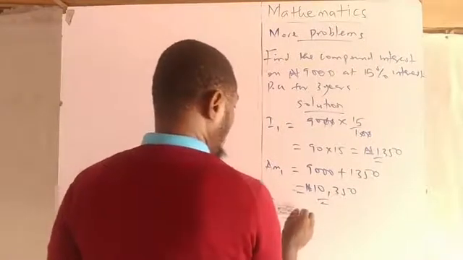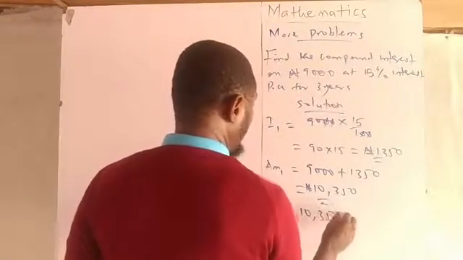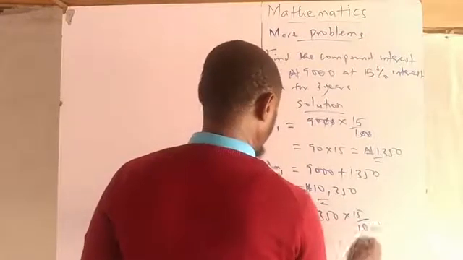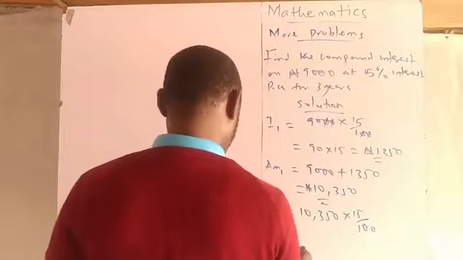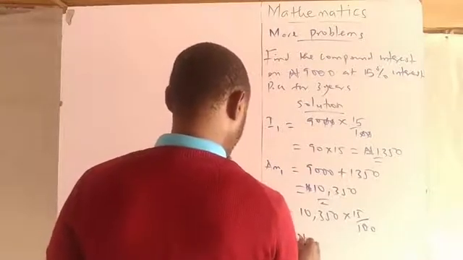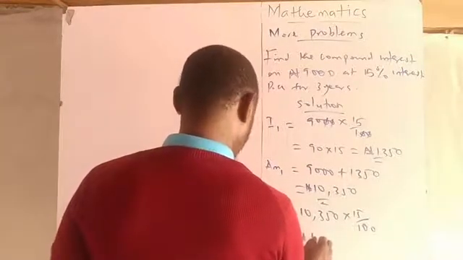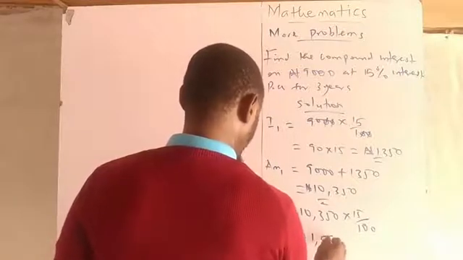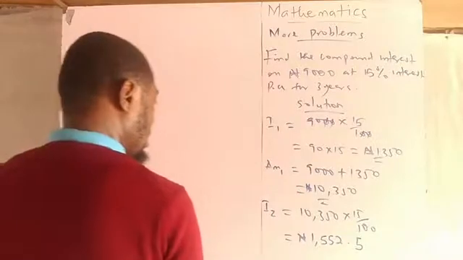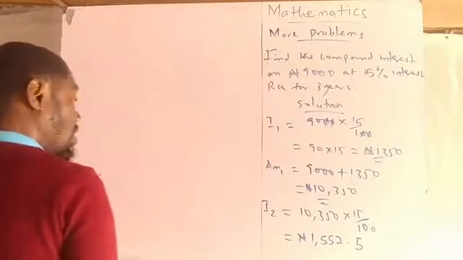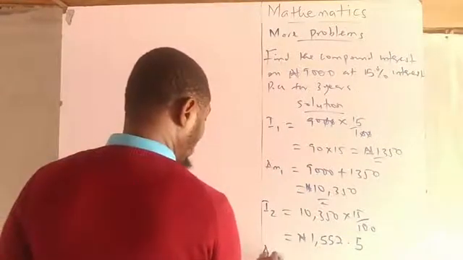So we're going to interest 2. Interest 2 will be 10,350 times 15 over 100. If you work that out, you're going to have your interest 2 as 1,552 naira 0.5. That is our interest for the second year.